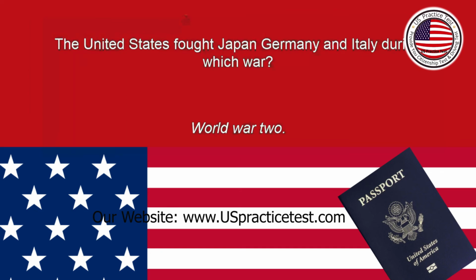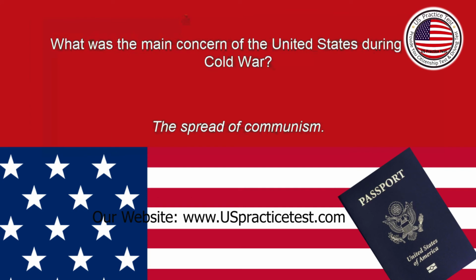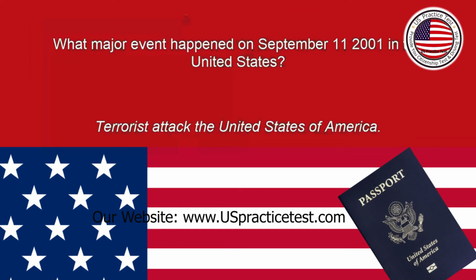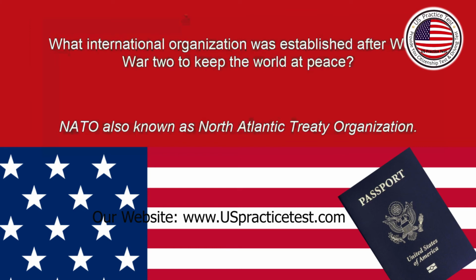World War II. What was the main concern of the United States during the Cold War? The spread of communism. What major event happened on September 11, 2001 in the United States? Terrorists attacked the United States of America. What international organization was established after World War II to keep the world at peace? NATO, also known as North Atlantic Treaty Organization.